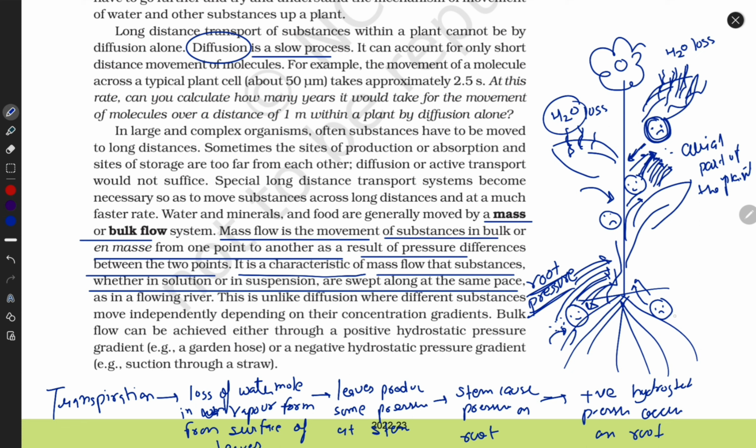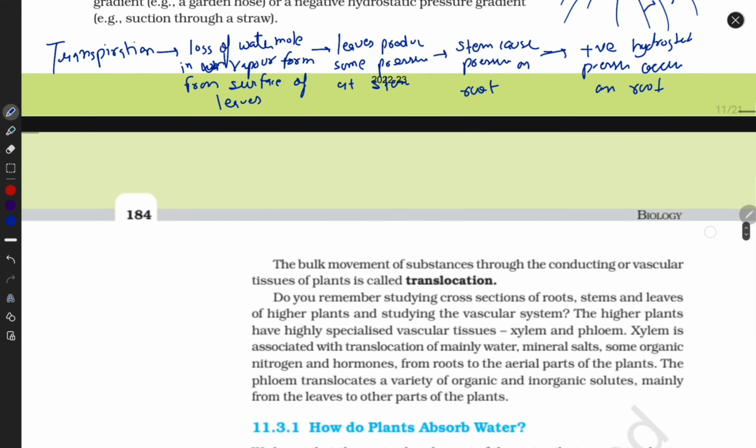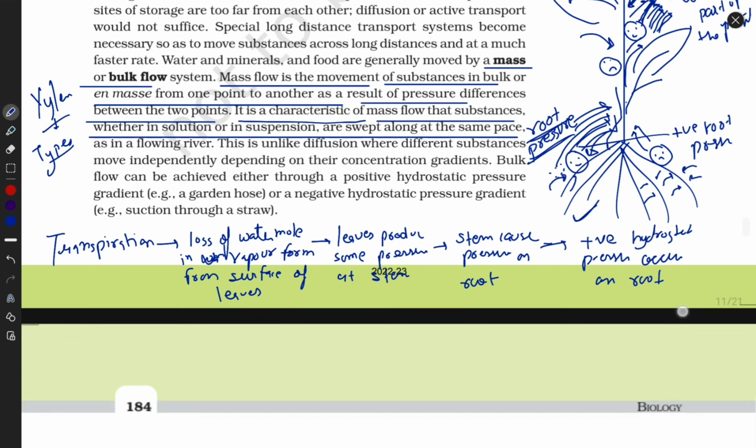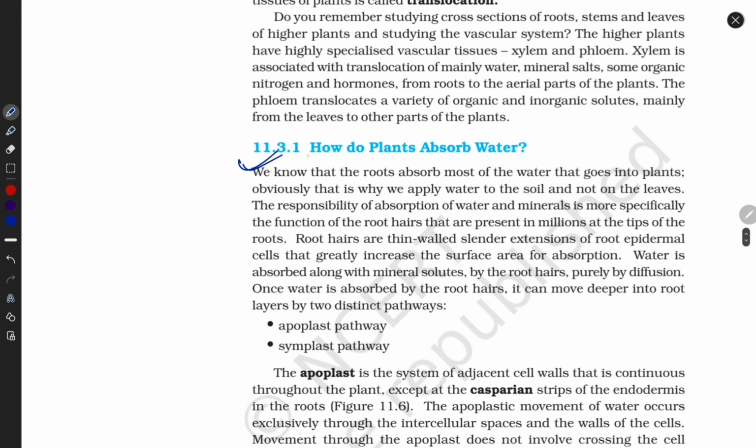Now what happens next? The root has some pressure because the upper part of the shoot lacks water. So the root finds some positive root pressure and absorbs water from the soil. This is the mass or bulk flow. Water flows from root to stem, stem to leaf, with the help of xylem and its types, like xylem parenchyma, xylem fiber, tracheids, vessels, etc.